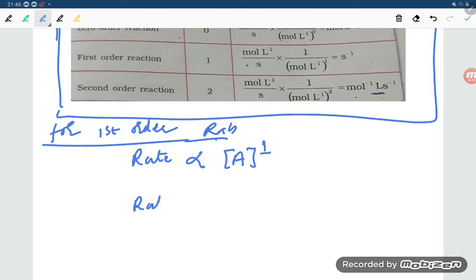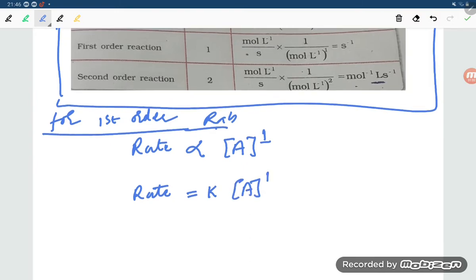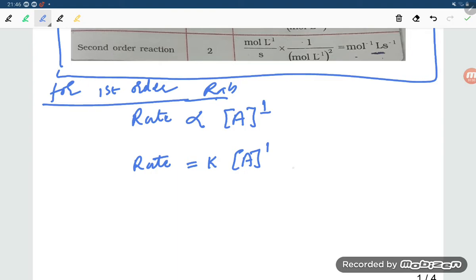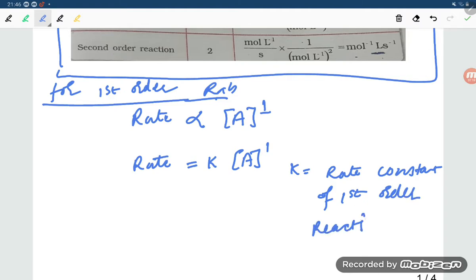Now removing the proportionality constant, rate is equal to k times A power 1, right students? So k is the rate constant of a first order reaction.